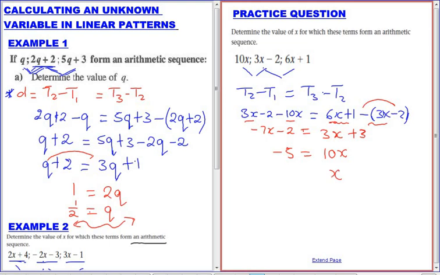I think we are sorted as to what the solution to this should be. So please people, this is what we had for linear patterns. It's a very simple topic, so I know you will be able to do this one in no time at all.